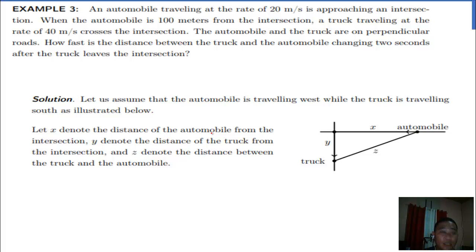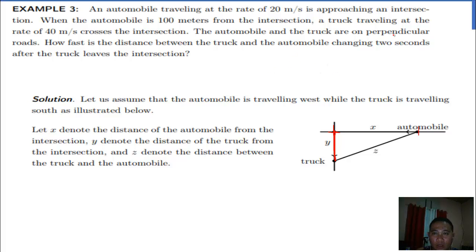When the automobile is 100 meters from the intersection, it means galing dito, papunta dito, that is 100 meters. A truck traveling at the rate of 40 meters per second crosses the intersection. So, dito, papunta na dito. May paalis na galing sa intersection na ang kanyang distance ay from here, papunta dito, we don't know. Yeah, it is moving at 40 meters per second, crossing the intersection.